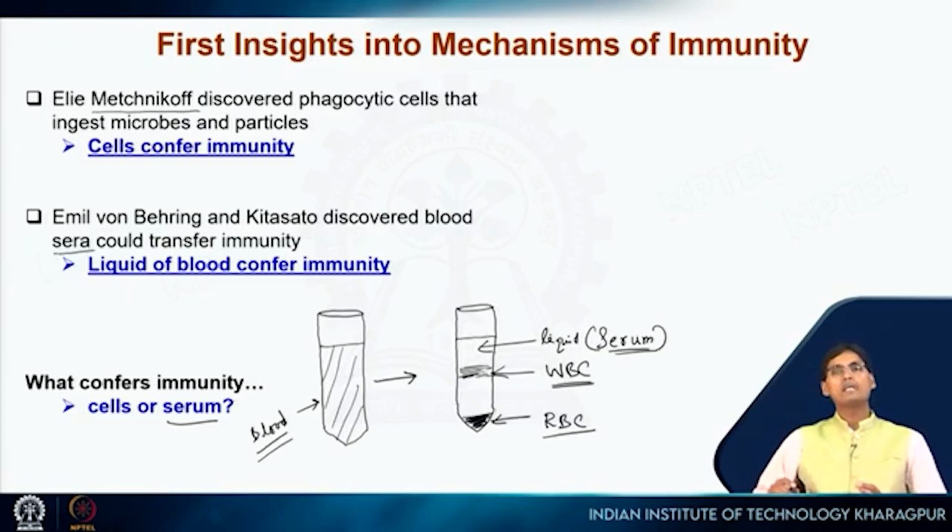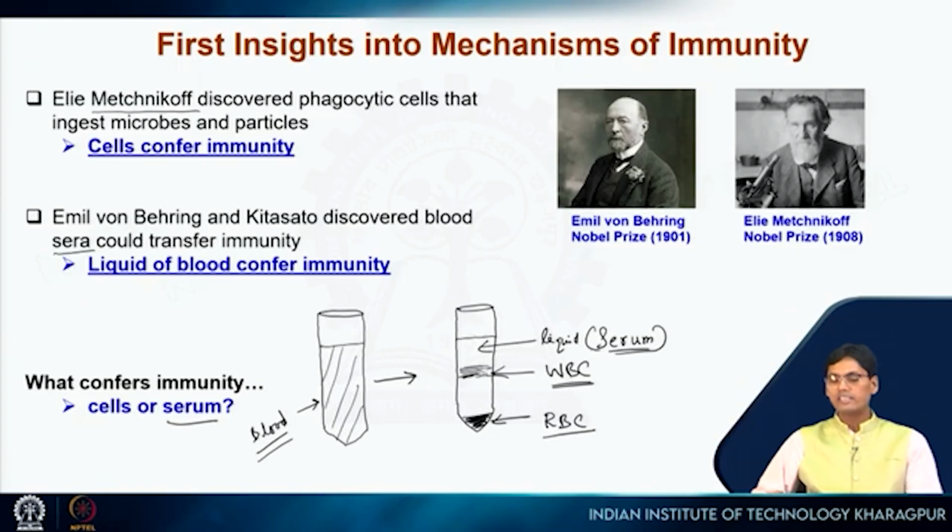So what I am trying to say is that at the beginning, this group of scientists mentioned that cells, and the other group said serum, confers immunity. And I would like to mention here that both of these groups received the Nobel Prize in Physiology and Medicine. Particularly, Von Behring received the Nobel Prize in 1901.